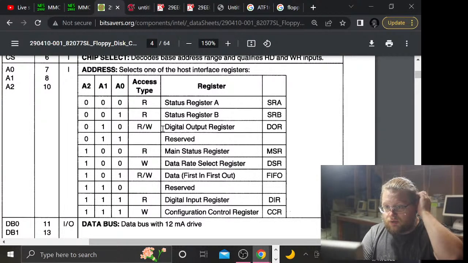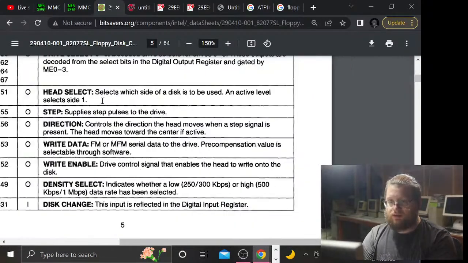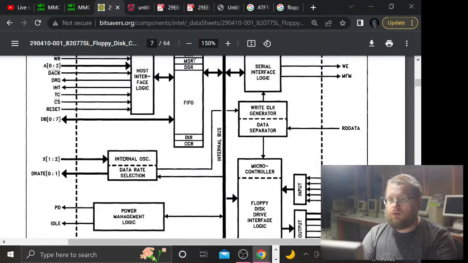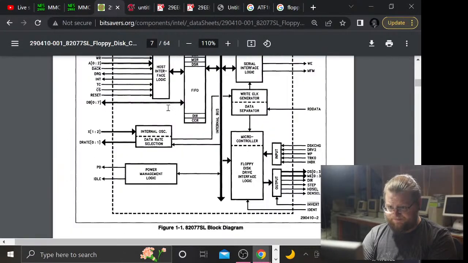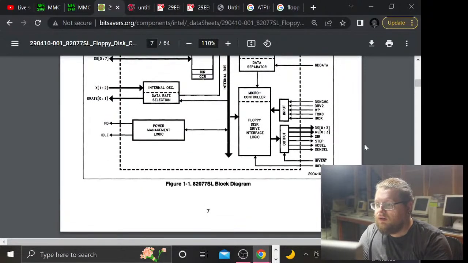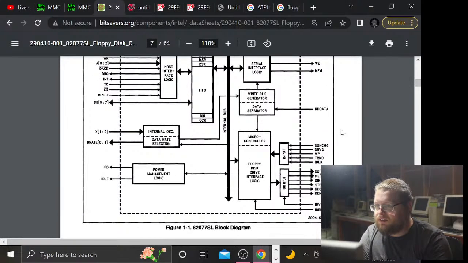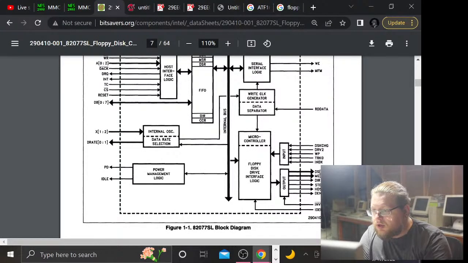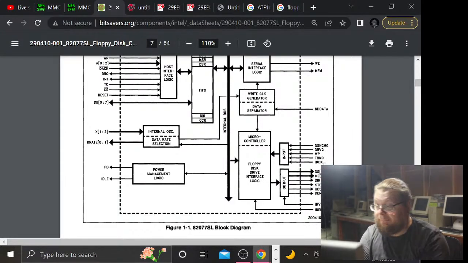So, which register is the one that you turn the motors on with? I guess we need to go to the All About Registers section. Oh, wait. I can look at drive signals here just because I'm curious. Is just drive select the one that turns on the motor? Oh, maybe it's ME, motor enable? Maybe? We'll find out.